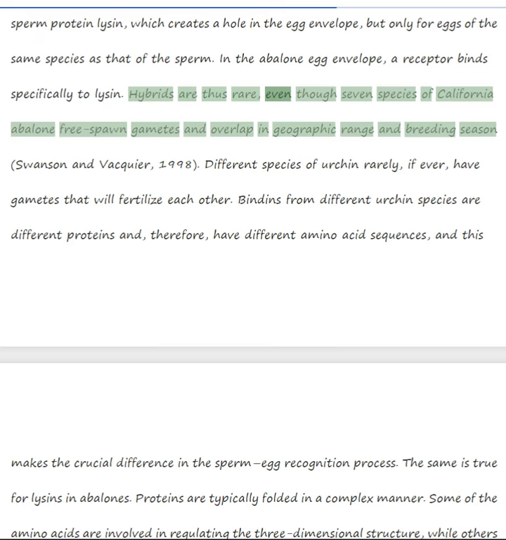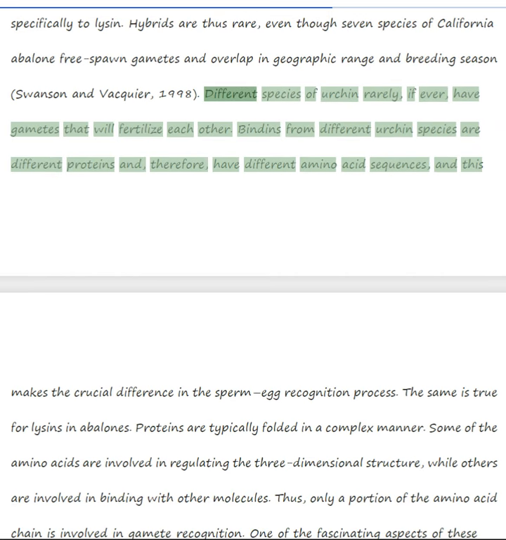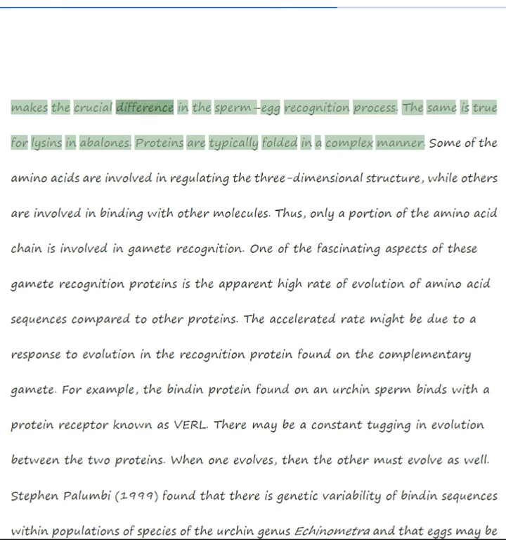Hybrids are thus rare, even though 7 species of California abalone freespawn gametes and overlap in geographic range and breeding season. Different species of urchin rarely, if ever, have gametes that will fertilize each other. Bindins from different urchin species are different proteins and, therefore, have different amino acid sequences, and this makes the crucial difference in the sperm-egg recognition process. The same is true for lysins in abalones.